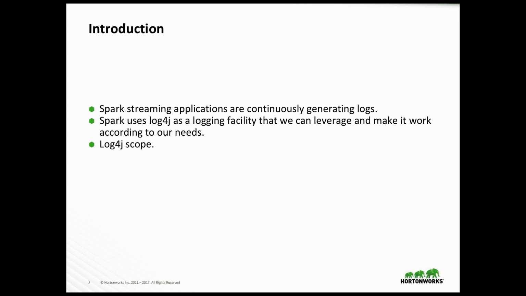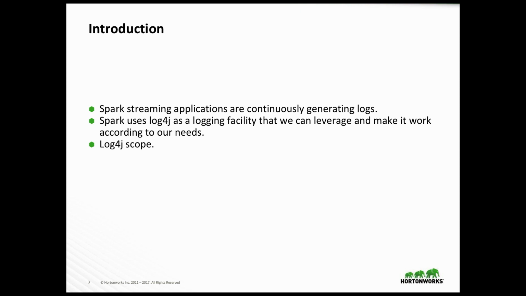Spark uses Log4j as a logging facility that we can leverage and make it work according to our needs. So it's well known that Spark, as many other applications, uses Log4j to handle logs for both the driver and the executors. Hence, it is recommended to tune the Log4j properties files to leverage the rolling file appender option, which will basically create a log file, rotate it when a size limit is met, and keep a number of backup logs as historical information that we can later on use for analysis.